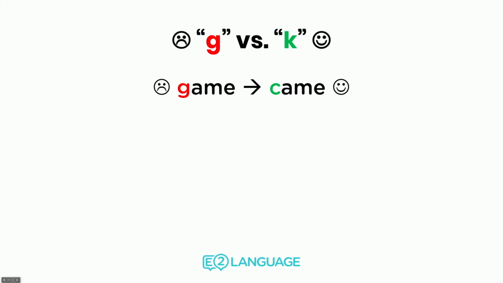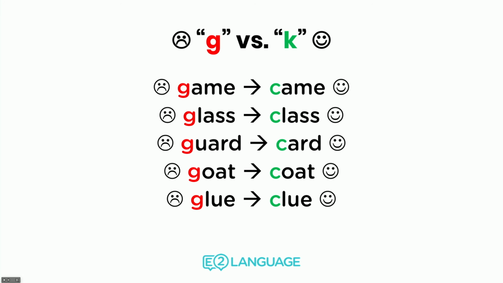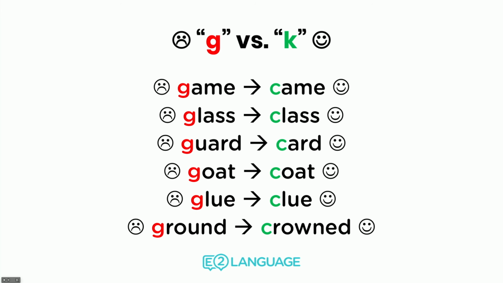So don't say game if you want to say came. Game, came. Don't say glass if you want to say class. Glass, class. Don't say guard if you want to say card. Guard, card. Don't say goat if you want to say coat. Goat, coat. Don't say glue if you want to say clue. Glue, clue. Don't say ground if you want to say crowned.